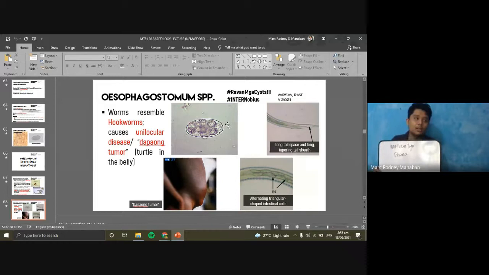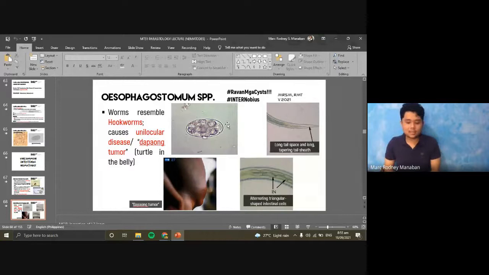And Dapaong tumor is loosely translated as a turtle in the belly. So this worm causes a mass, M-A-S-S, in your abdomen, especially in the colon. The mass in the colon is hard, and it forms a shape similar to a turtle. That's why it is like a turtle in the belly. Okay? So that's for Oesophagostomum. And aside from that, take note, in the adults there is a tapering tail sheath and the intestinal cells are triangular in shape. Alright? Okay.